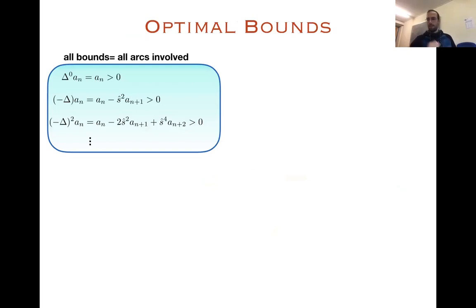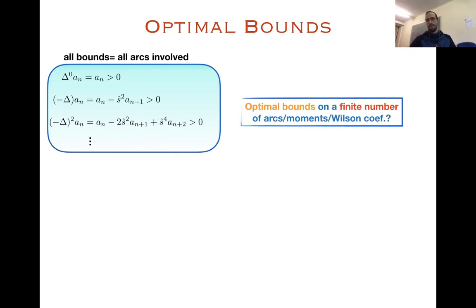Okay, this brings me to another point. So you have all these bounds, but as you see here, any level will involve bounds from different arcs. For example, this one, a n plus one, appears also in the next one. And a n plus two will appear also in the next one. So suppose I'm interested only in a finite number of them, and I have these infinitely many bounds, I should be able to project, taking convex combinations, onto an optimal subspace of only a finite number of them. So how can you do that?